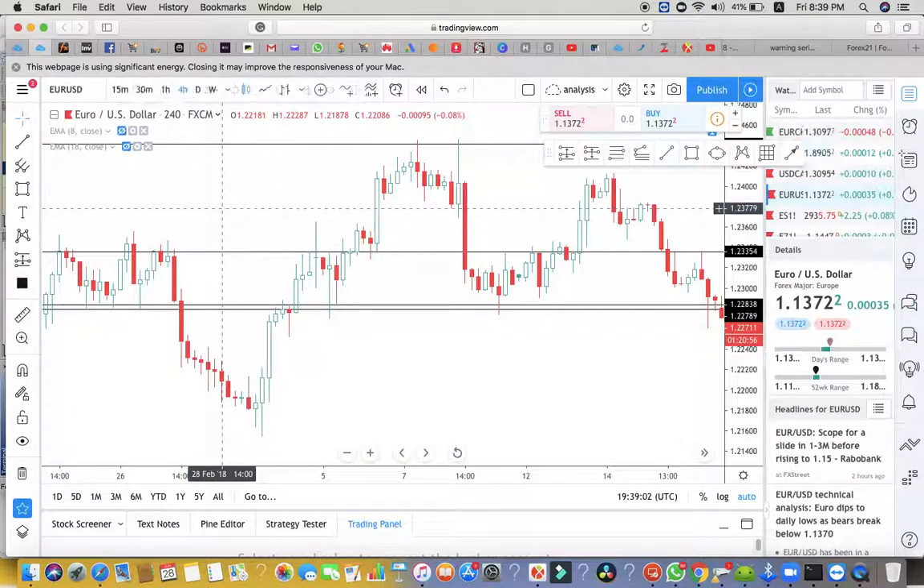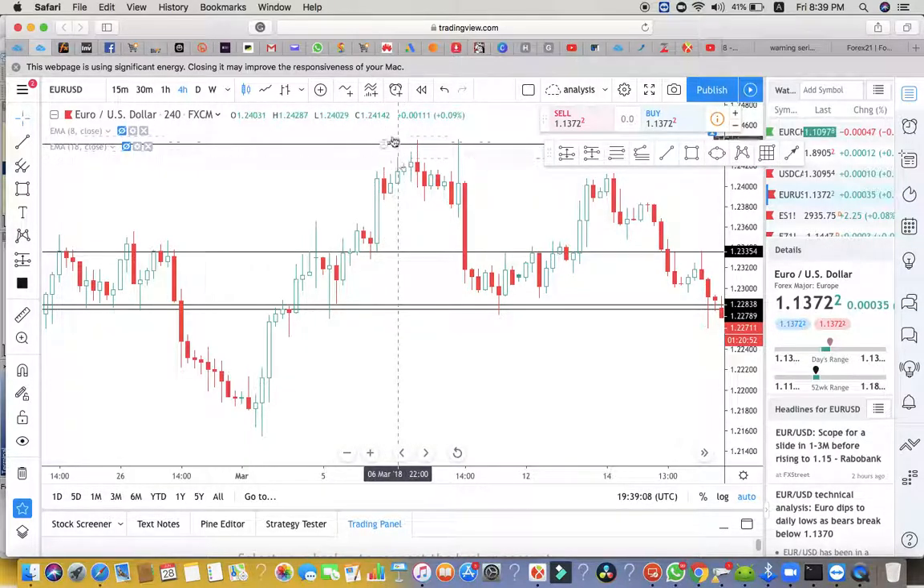So now this one is where you want to take your profit. So now this was a winning trade. So you took your profit here, which is very good.